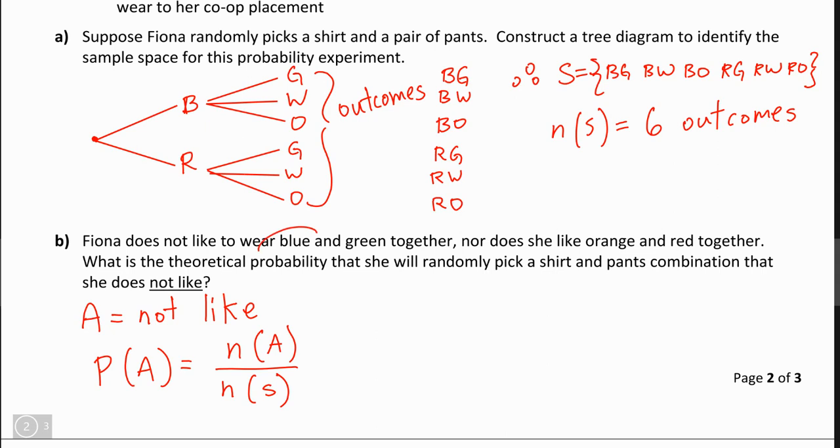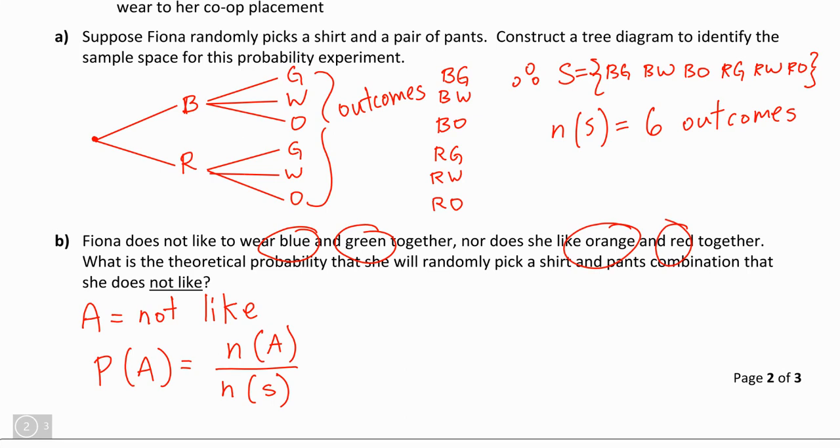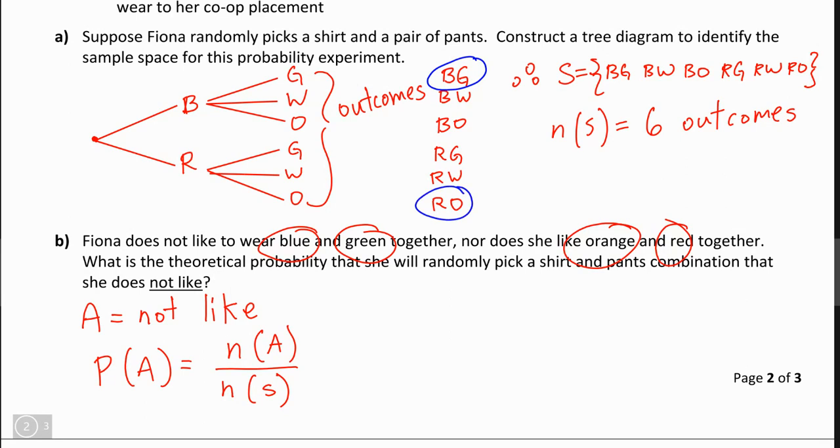So she does not like to wear the blue and green together, and she doesn't like to wear orange and red together. So why don't I look at my list here and look at the blue and green together? So there's blue and green, and there is orange and red. So where's orange and red? Down here. So there's 2 possible combinations that she does not like. So the probability of A is equal to 2 possible outcomes that she doesn't like out of 6, which is 1 over 3, or you can say 33%.